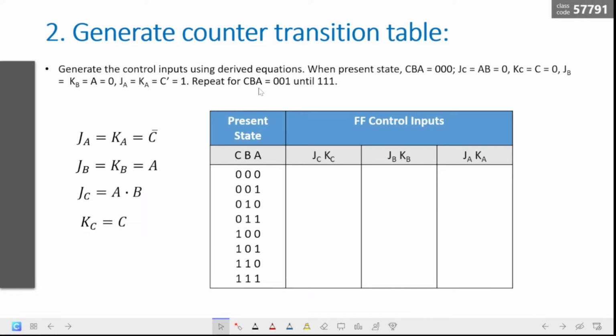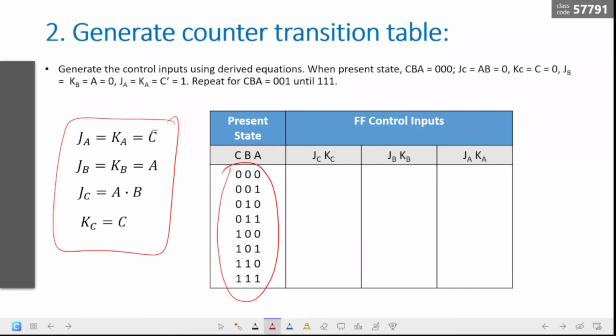Now the next step is to generate the counter transition table. It's the opposite of what we did when designing a counter. In this case, we have the present state, and based on the equations that we have previously, we try to populate this table with the correct combination of J and K control inputs.